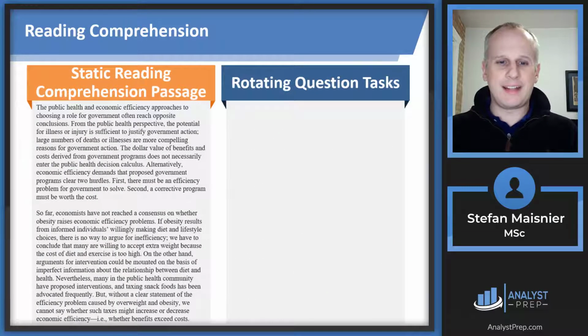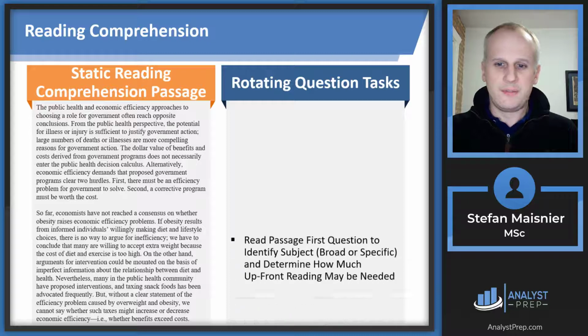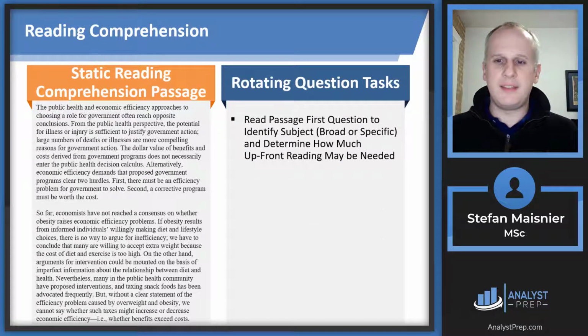So let's look at how reading comprehension is going to be presented in the verbal section. On the left-hand side, you can see we've got a static reading comprehension passage. And on the right-hand side, you'll have those 3 to 4 rotating question tasks. Now, on the GMAT, they don't actually tell you how many questions are tied to a passage up front. This is actually a negative compared to some other standardized tests where they will tell you, okay, the next 3 or 4 questions are tied to this passage, which is why you just have to assume you're probably going to see 3 to 4.